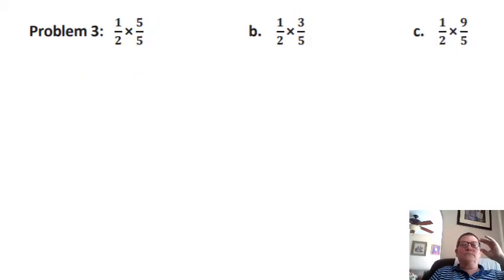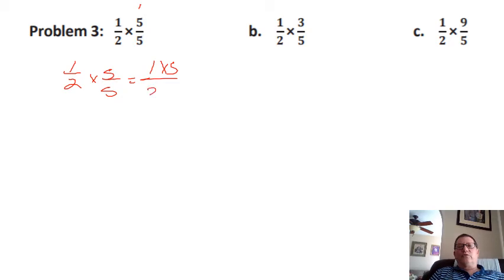All right, let's try some more. This time we got 1/2 times 5/5. By now we know that's equal to 1. So we got 1/2 times 5/5, which equals 1 times 5 over 2 times 5. Take out our 5's, and we know it's equal to 1/2. So our product is equal to the second factor.